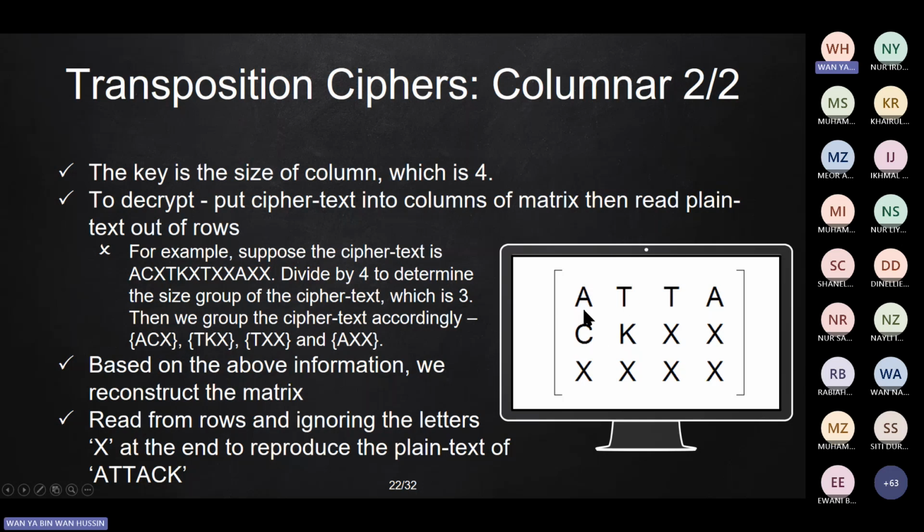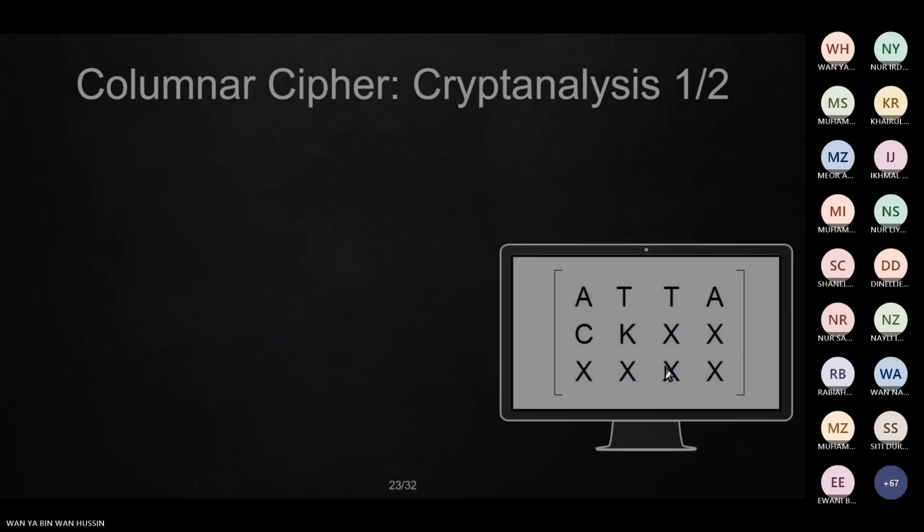And then we write according to row: 1, 0, 1, and 2. Last, we need to remove all these extra characters. These extra characters can be called padding characters, padding letters or padding alphabet. And it is not always X. It can be any other letters.